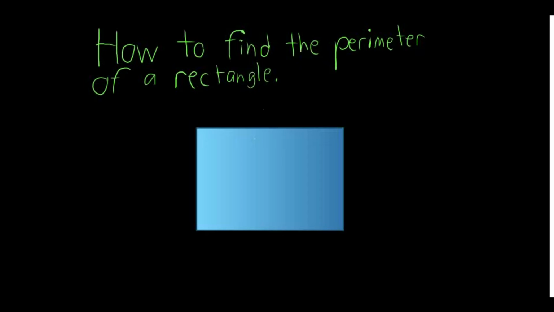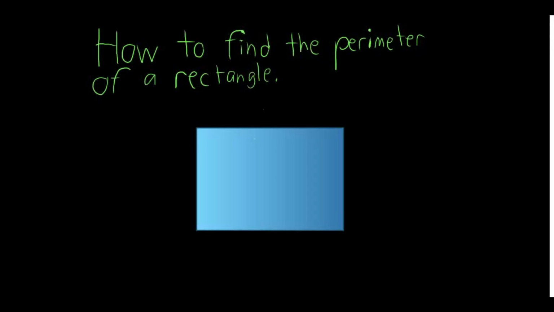Well, there's a formula for doing this, and we're going to go over that formula right now. So we're looking at the rectangle right here, and let's give it some values for each side. There's 4 sides in any rectangle, so we're going to give it some value.